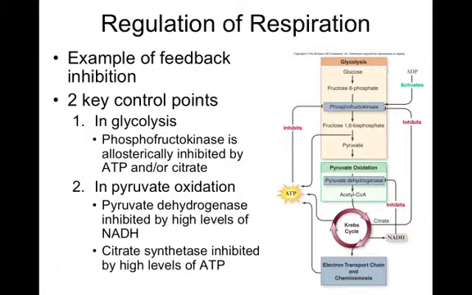Another place that we regulate ATP production is in pyruvate oxidation. The enzyme pyruvate dehydrogenase is inhibited when there are high levels of NADH. If we have high levels of NADH, then we're well on our way to producing plenty of ATP. Another enzyme is citrate synthetase. It's inhibited by high levels of ATP. We find this enzyme in the Krebs cycle.